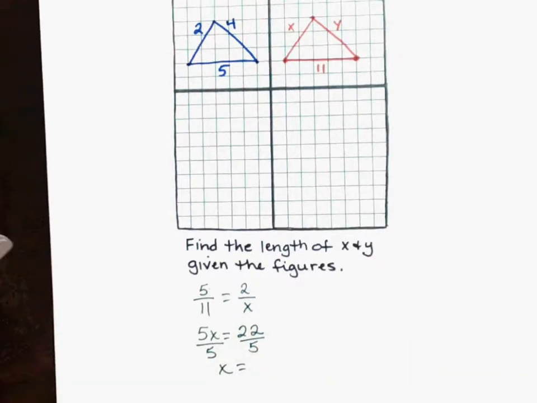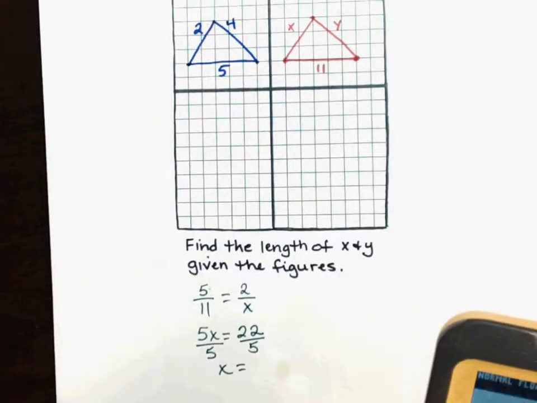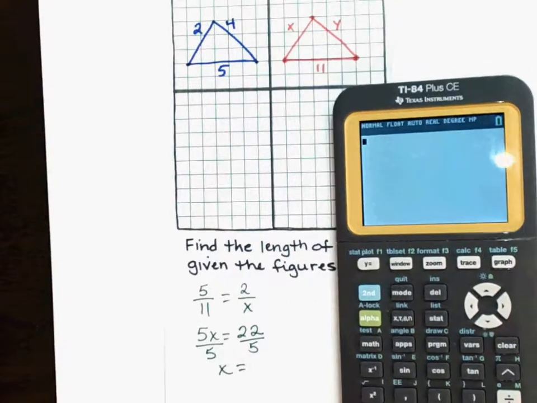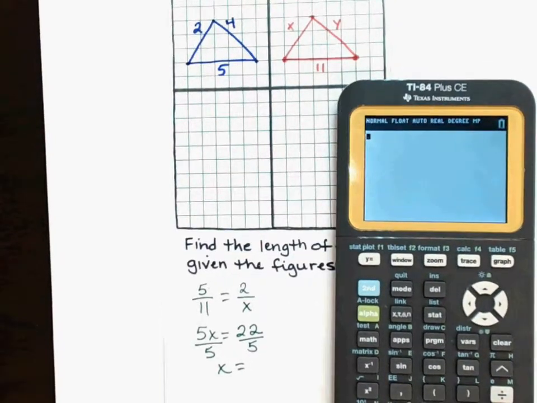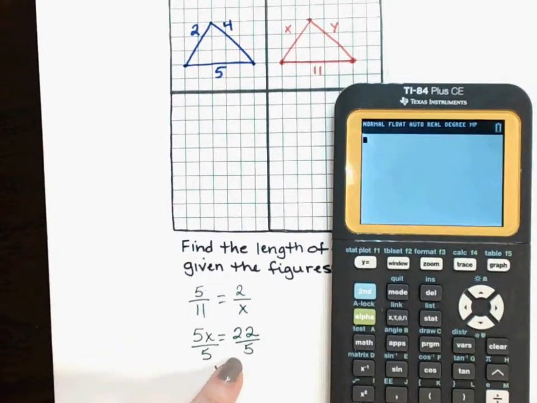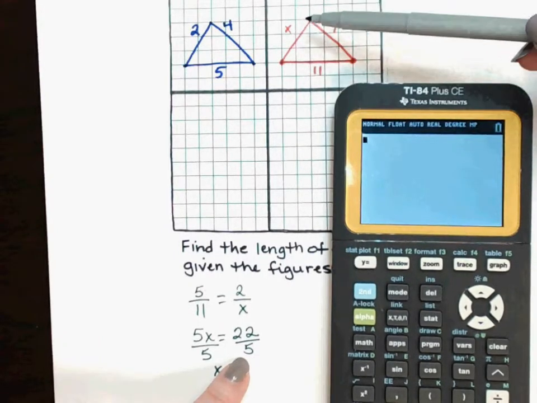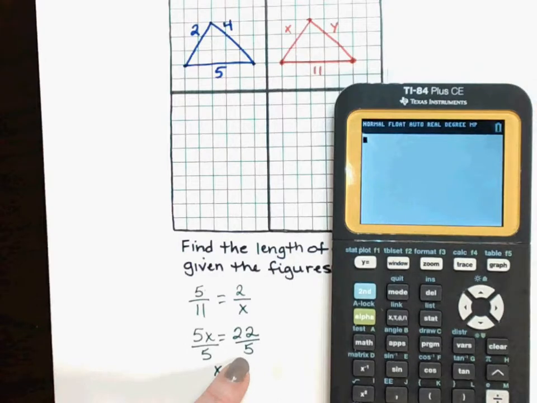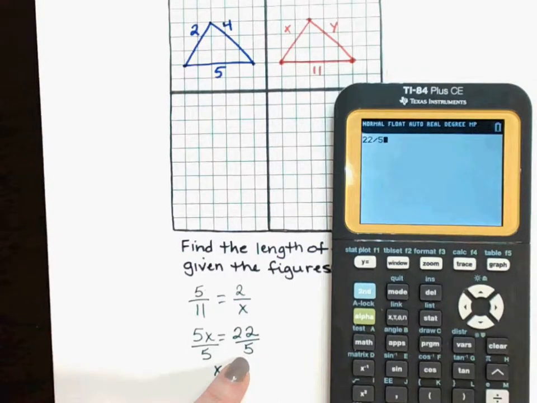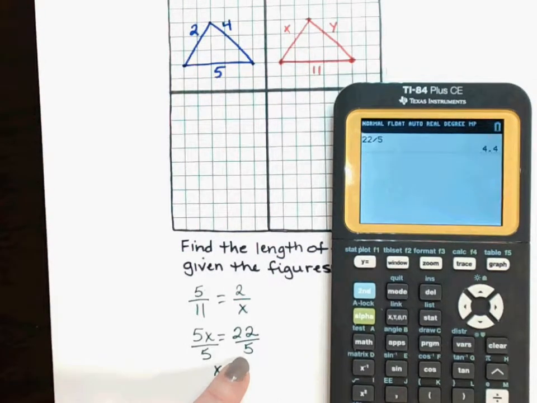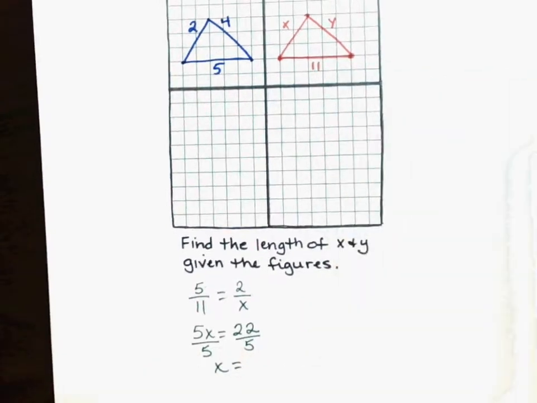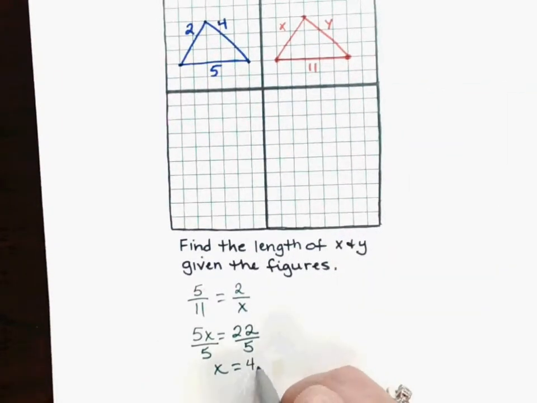Now, this might be the point where you want to do mental math, which is great, and that's fine if you get it correct. Some things might ask you to leave it in fraction form. If they do, then you would leave it as 22 over 5. For this particular one, though, I want to go ahead and get it into a decimal answer if I can. So I'm going to take 22 divided by 5, and I get 4.4. So my x is going to be 4.4.